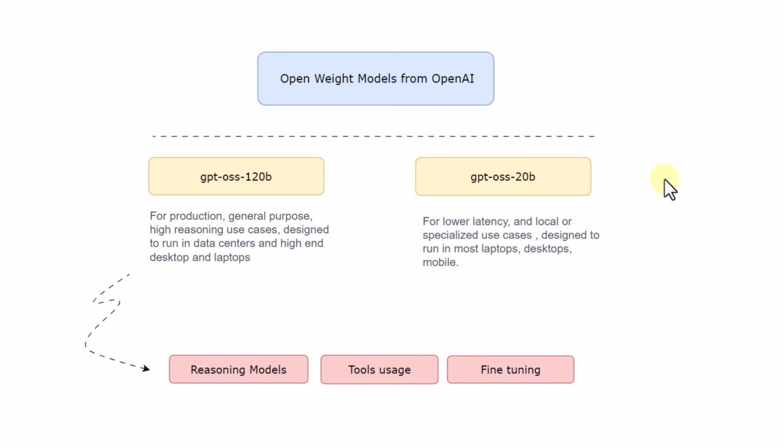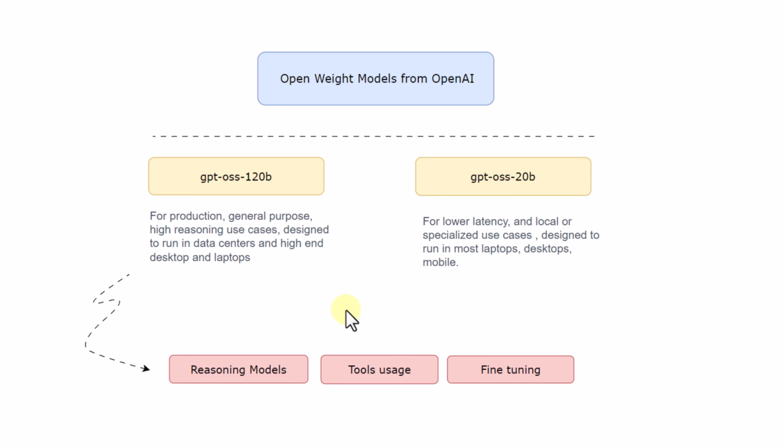There are two versions of the model released. One is GPT-OSS 120B and the other is GPT-OSS 20B. GPT-OSS 120B is a larger model that you can use for general purpose high reasoning tasks, and it is designed to run in data centers and high-end desktops and laptops, whereas GPT-OSS 20B is a lower latency model because it is small in size, and it is designed to run on most laptops, desktops and mobile.